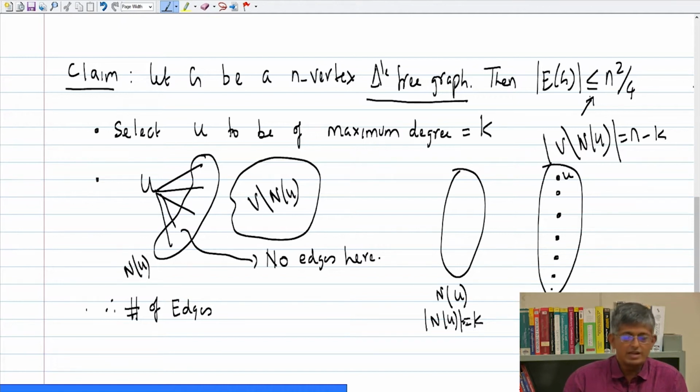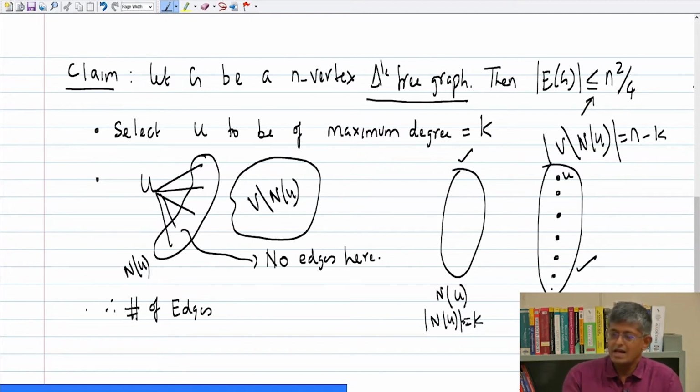So we cleverly picked a vertex. It is triangle free, no triangles here. We partition the vertex set into two groups. This is one partition, this is the second partition. There are exactly k vertices here, there are exactly n minus k vertices here. What is the degree of every vertex in the right hand side partition? At most k.